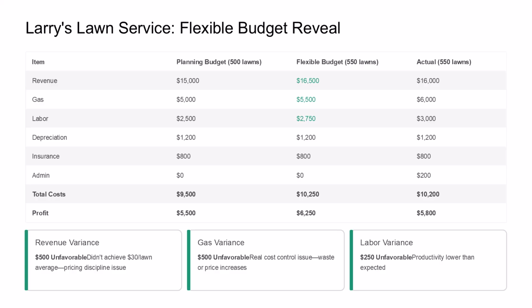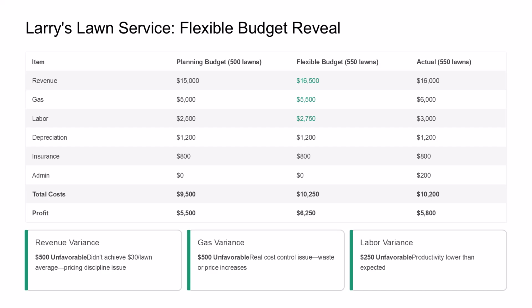For labor, at $5 per lawn, 550 lawns should cost $2,750. Actual was $3,000, so there's a $250 unfavorable variance on labor. Again, that's real. Maybe he paid overtime rates. Maybe productivity was lower than expected, but it's not explained by volume. Fixed costs, depreciation and insurance, those stay the same because they're fixed. And the $200 in administrative expenses, that's an unfavorable variance because it wasn't in the original plan at all.